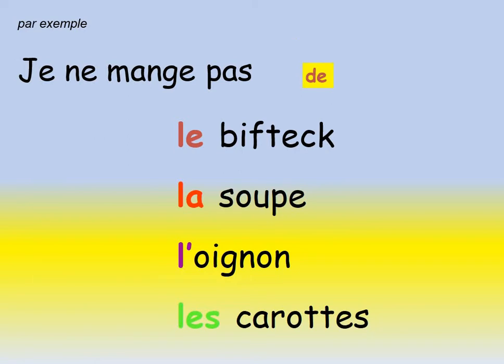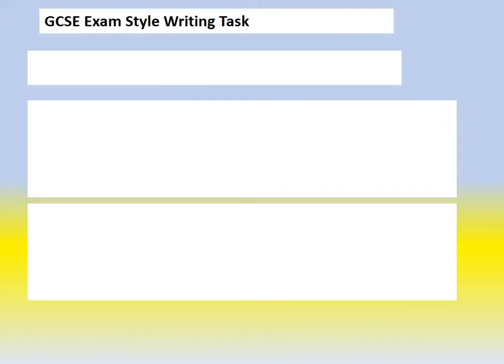There's your difference. This takes practice, and the more you see it, the more you'll get used to it. Je ne mange pas de beefsteak. Je ne mange pas de soupe. Je ne mange pas d'oignon. Je ne mange pas de carottes. There it is in French as an example. Okay, so this information goes in your book. You can feel free to go back and rewind as often as you like.